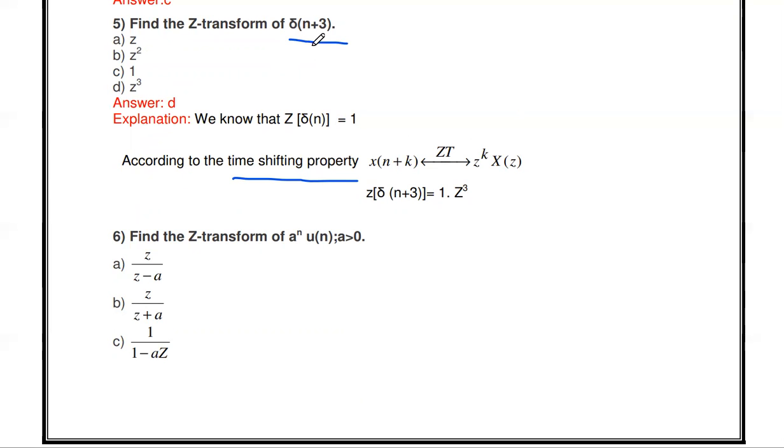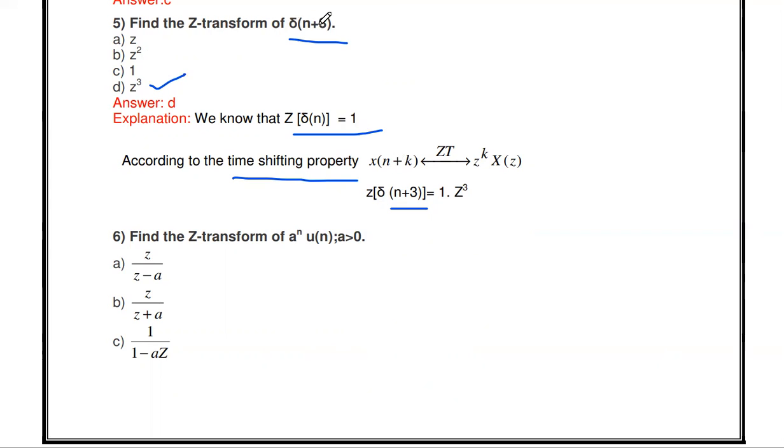So using this property, we are going to solve the del of n plus 3, or del of n minus 1, n minus 2 problem. Okay, so you see that. We know that the Z transform of del of n is 1. According to the time shifting property, the Z transform of del of n plus 3 is, how much shift? 3 shift. So z power k, the k value is 3, and X of z value is 1. So 1 into z power 3. So the answer is z power 3.